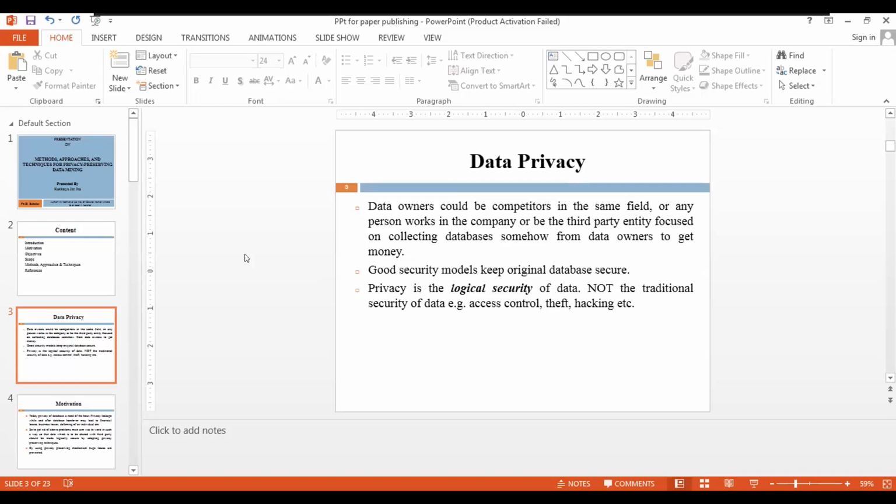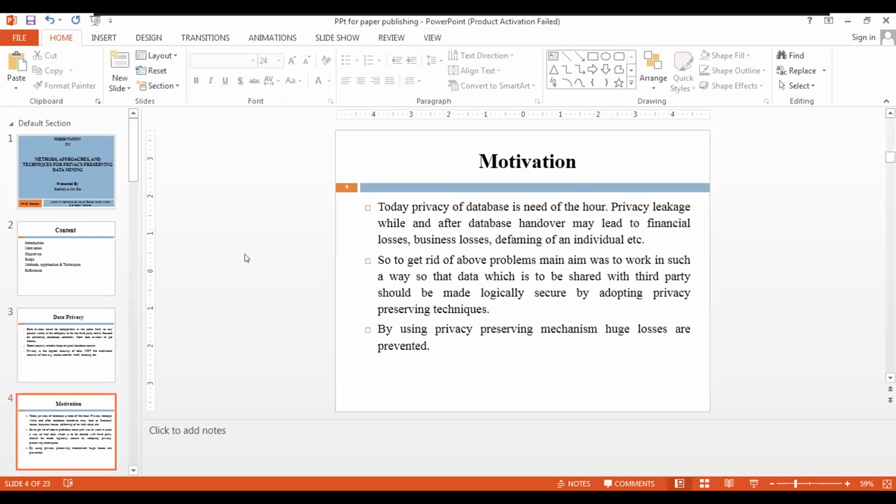Here, one thing I will make sure of is that privacy is the logical security of data, not the traditional security of data. Examples of the traditional kind are access control, theft, and hacking. So next we will move to the motivation.